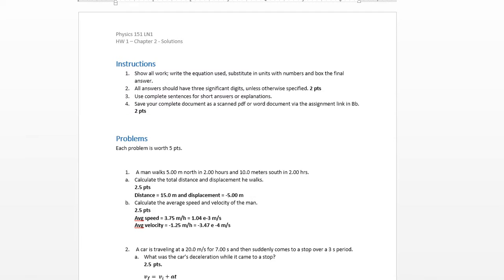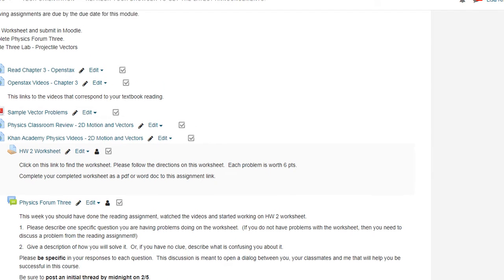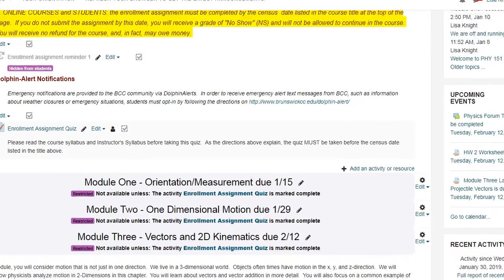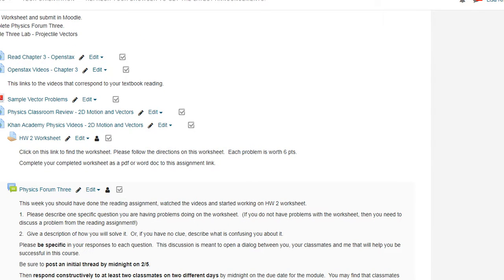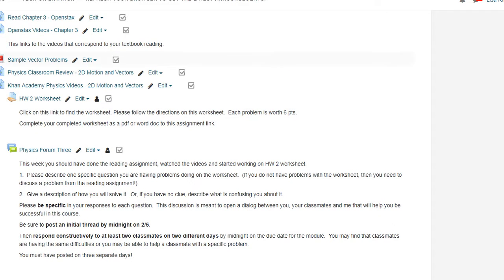The last thing I want to talk about is the discussion forum. So I was kind of lenient on the discussion forums. The purpose of the discussion forum is not to talk about how hard physics is. The purpose of the discussion forum is for you to actually have a place to post questions about your problems, which means that you have to work ahead of time. You are expected to do the reading and watch the videos and start to look at your homework worksheet before you make your initial post.